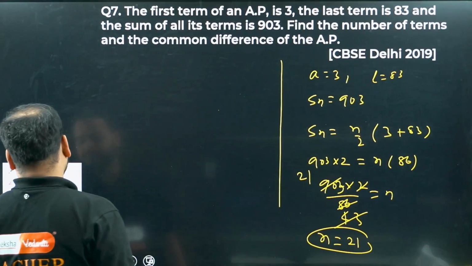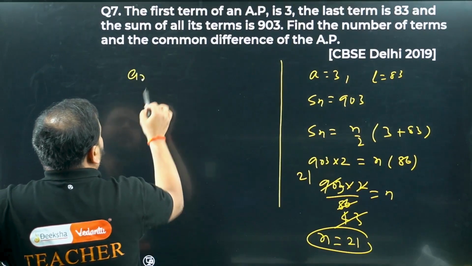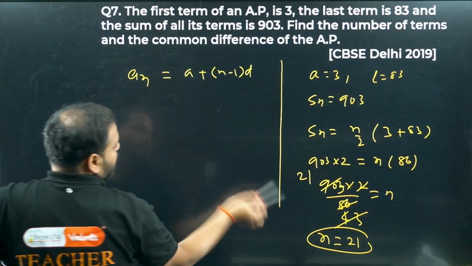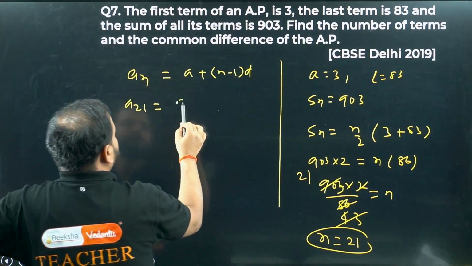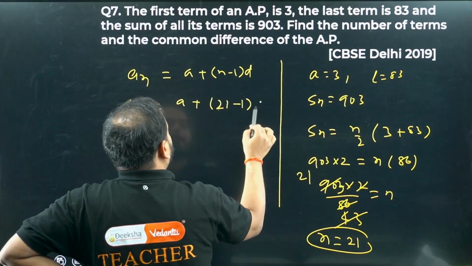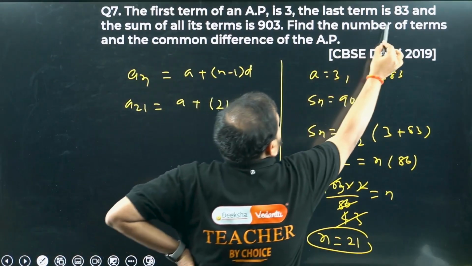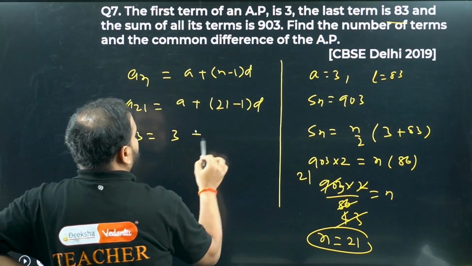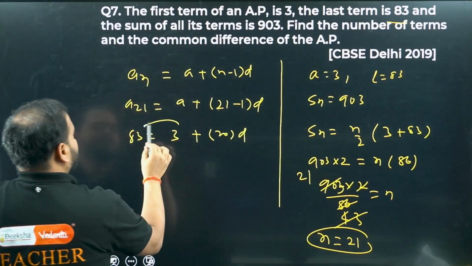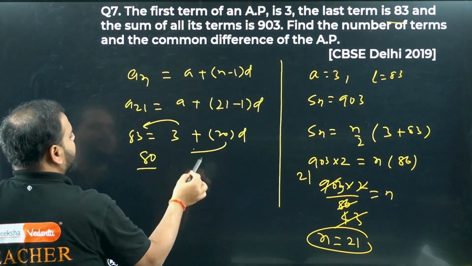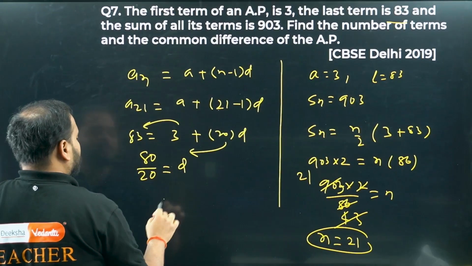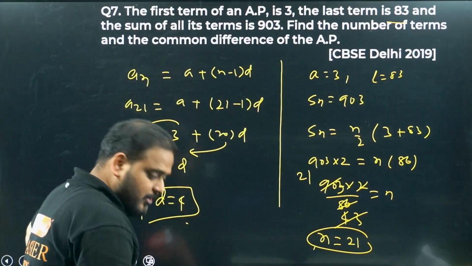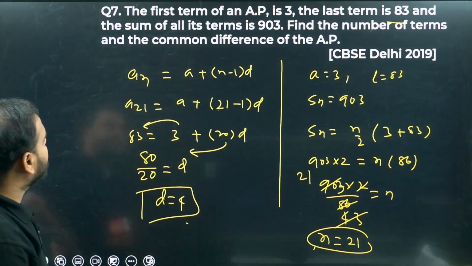Please solve it. So I'll write this. An equals what? An equals a plus (n minus 1) times d. What is An going to be? A21. What's A21? This is going to be 83, the last term, right? So 83 equals a, which is 3, plus 20 times d. 3 bring here, I get 80. Bring this 20 over here, divide by 20. What's d? d is 4, sir. So my answers are 21 terms and common difference 4. Simple problem, right?